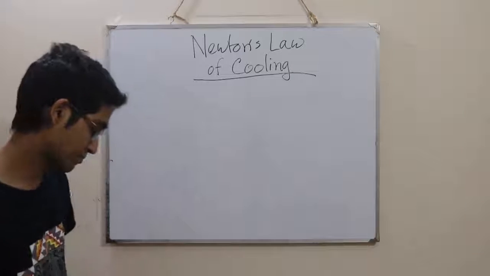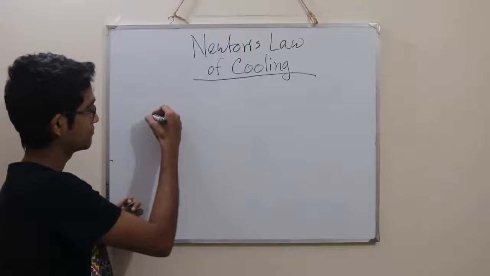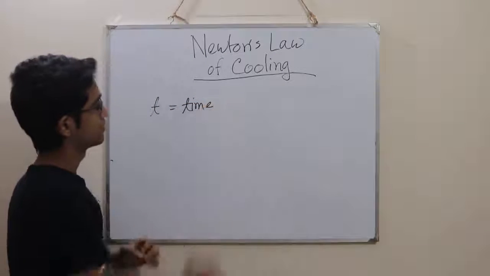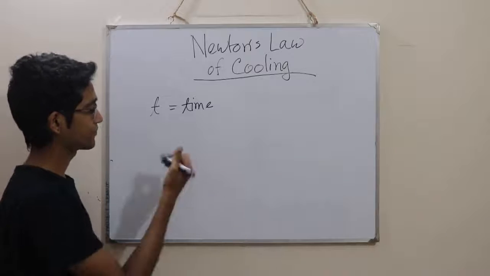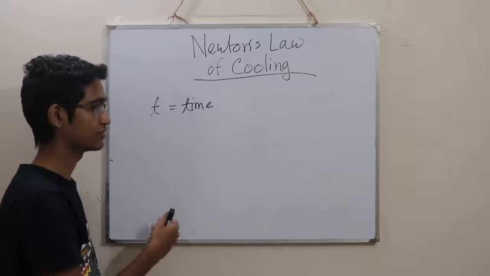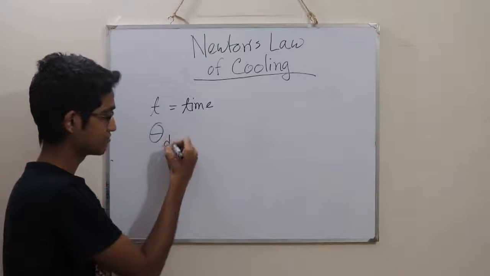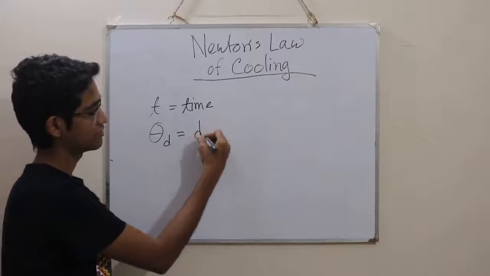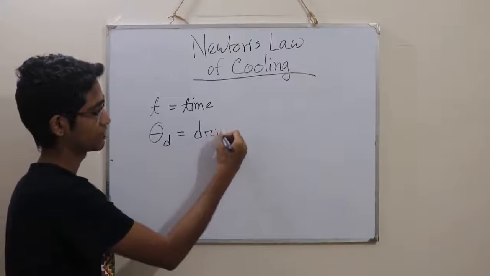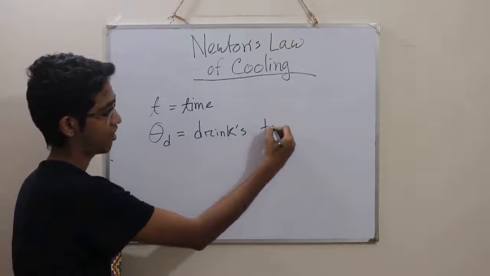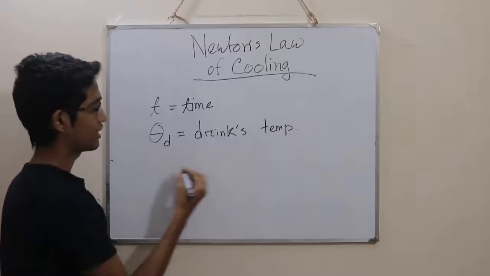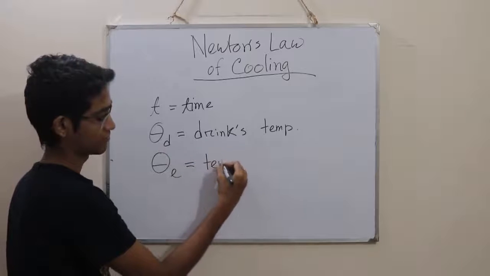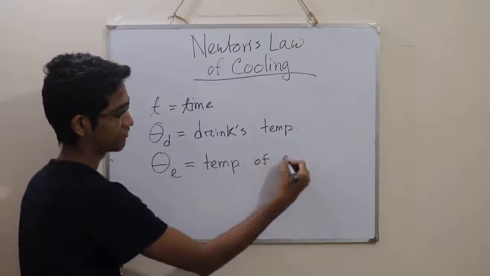So let's say small t is time and the temperature of the drink, let's say that is theta d. So this will be the drink's temperature. And let's say theta E is the temperature of the environment.